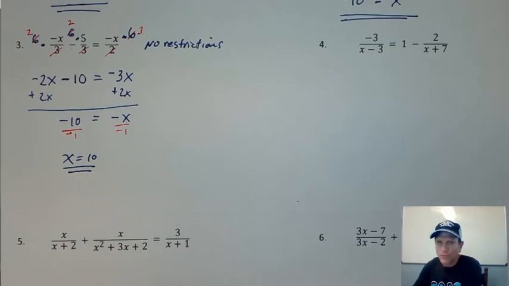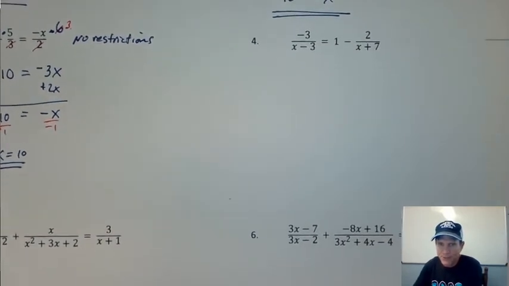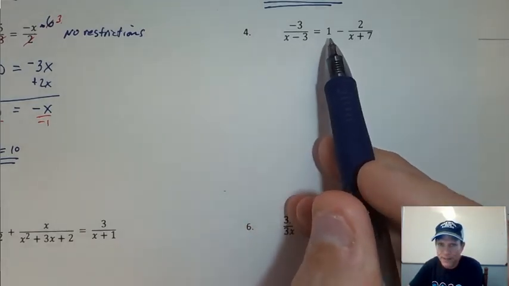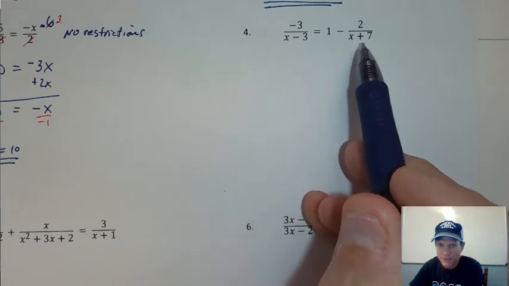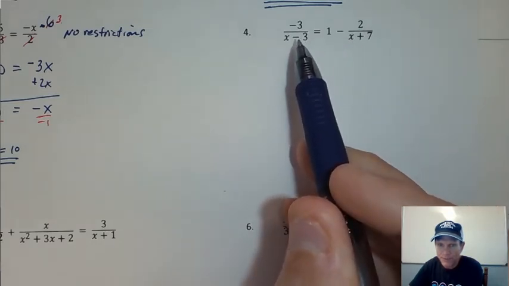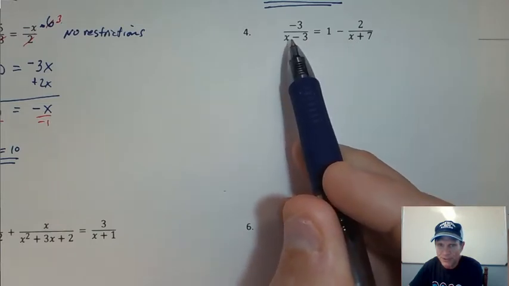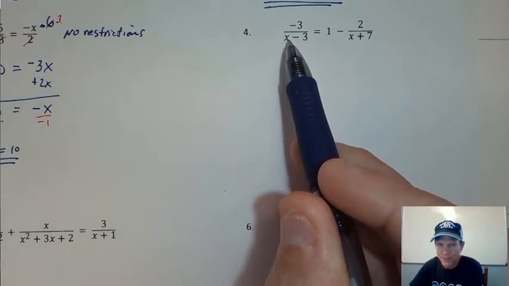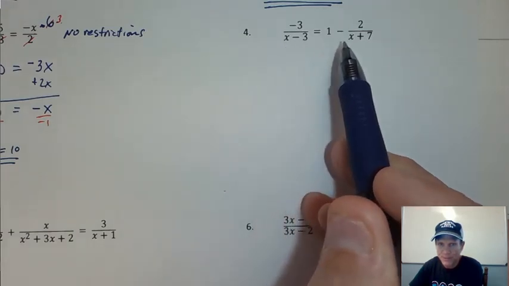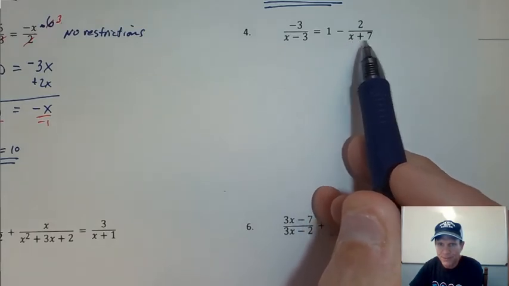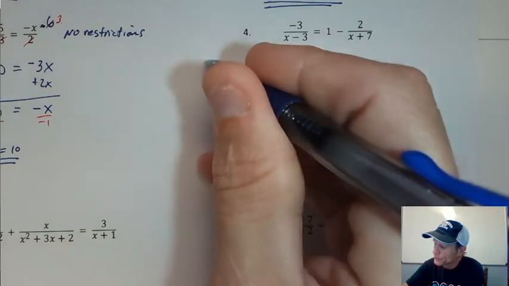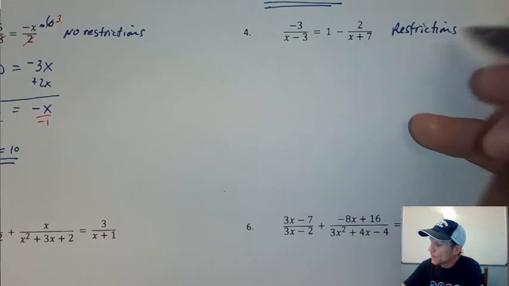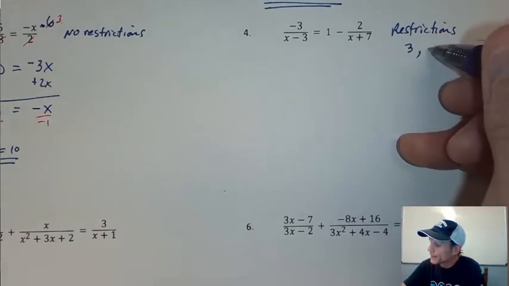Then looking at number 4 here, I have 3 pieces again. I have this fraction, I have the number 1 minus this fraction. Remember, the first thing we need to do is find our restrictions. What would make this be 0? If I put a 3 in here, 3 minus 3 is 0. If I put a negative 7 in here, that would make this piece be 0. So the restrictions are 3, negative 7.